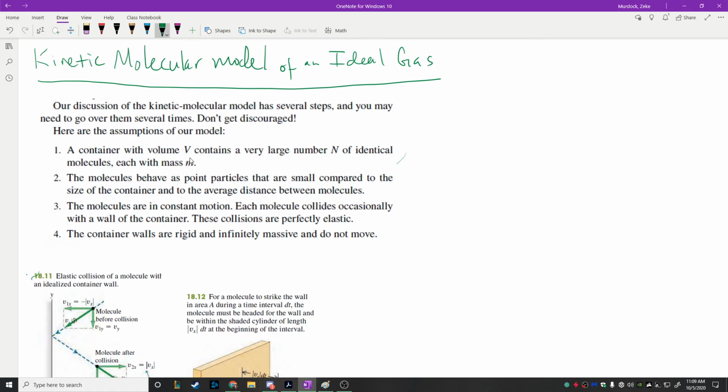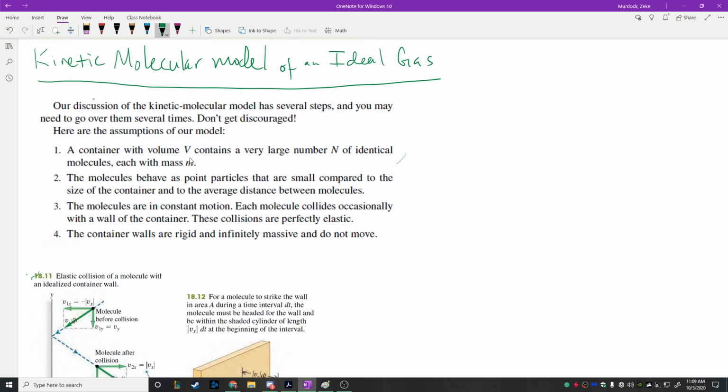The molecules are constantly moving. Each molecule collides occasionally with the wall of the container, and these collisions are perfectly elastic. So they're completely elastic collisions with the wall. And we're also assuming that they don't collide with each other. We're also going to assume that the container's walls are rigid and infinitely massive and do not move. They're not really infinitely massive. They're just so big that a gas molecule hitting them isn't going to cause them to move. Okay? Those are our general assumptions.